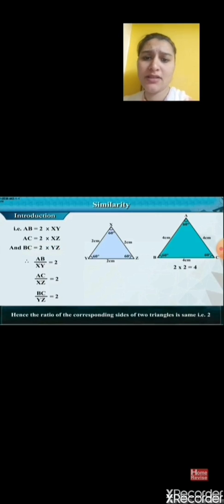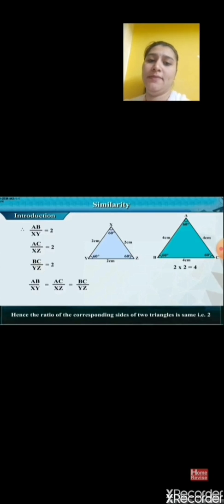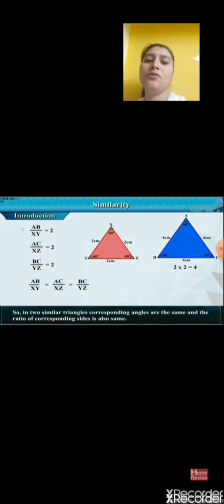It means my left hand sides will also be equal. So I can say AB upon XY is equal to AC upon XZ is equal to BC upon YZ. Right? It means the ratio of corresponding sides of two similar triangles is the same. All congruent triangles are similar, but the converse is not true.